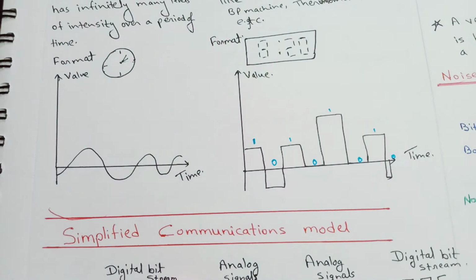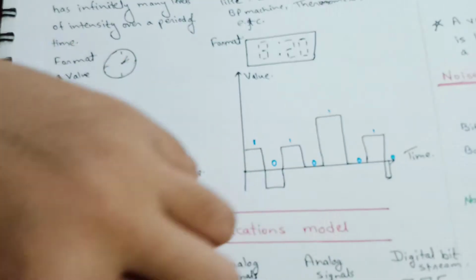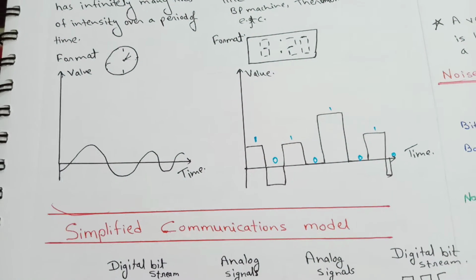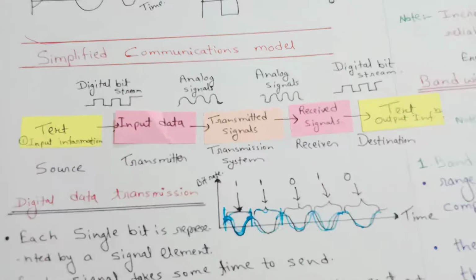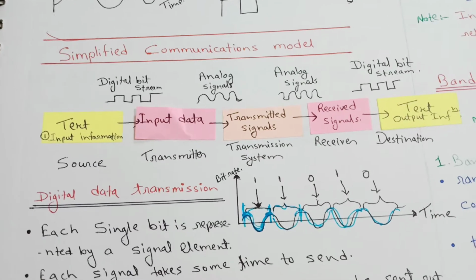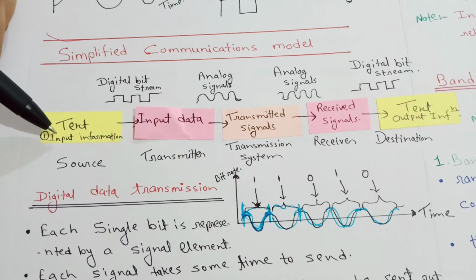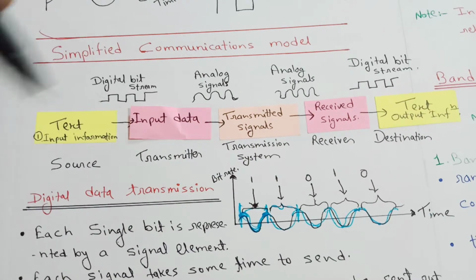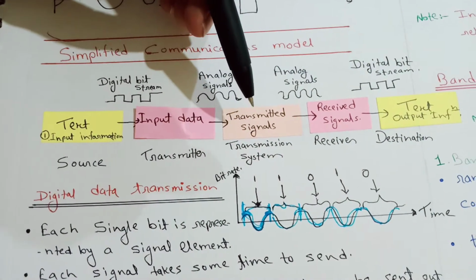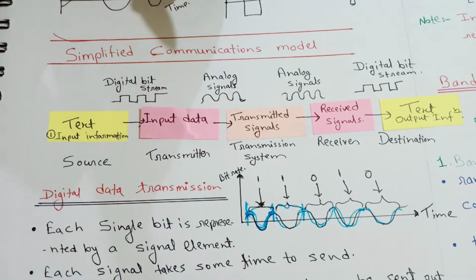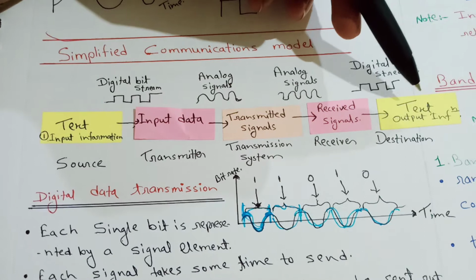Okay, simplified communication model. Now we will discuss the simplified communication model. What is the simplified communication model? In this you can see that text input information becomes input data, and input data is transmitted as signals, and the transmitted signals become received signals, and then it becomes text or output information.